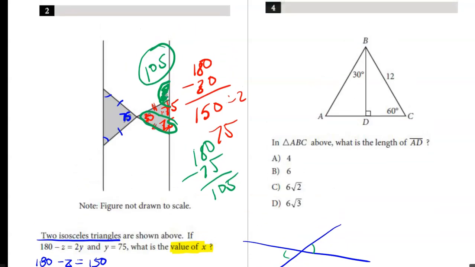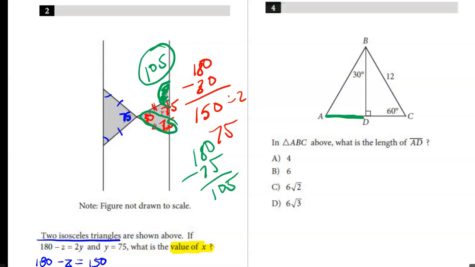All right, number 4. Let's get this stuff out of here and see what we got going over here. In ABC above, what is the length of AD? So AD is this piece right here. That's what we're trying to find.